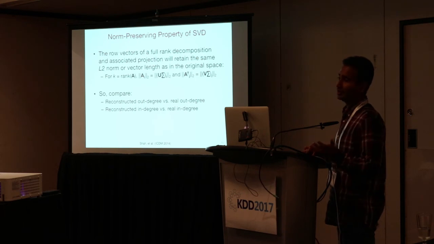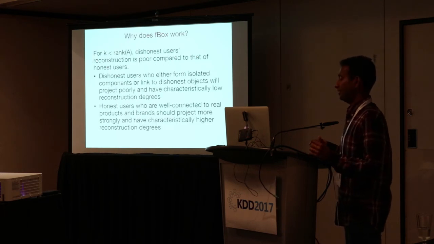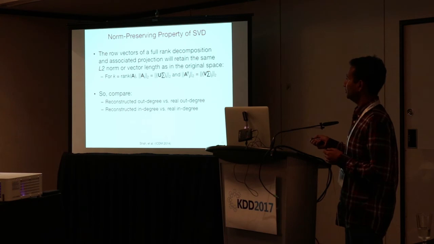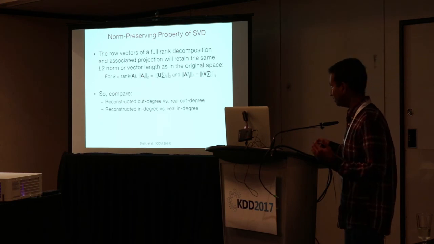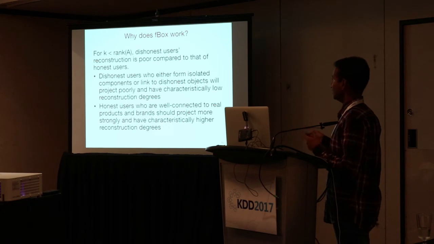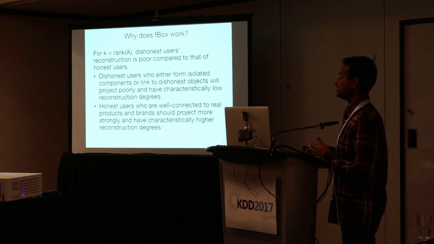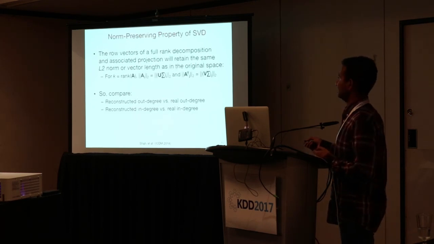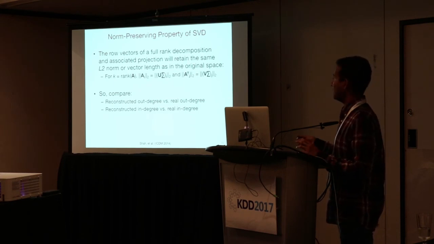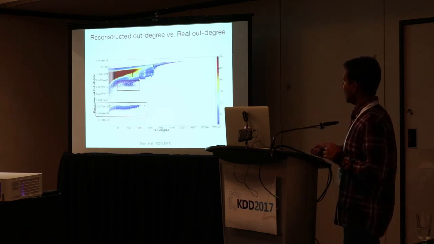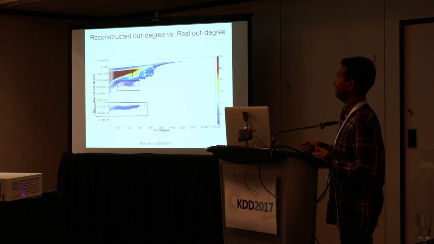But when the value of k is lower than the rank, the intuition behind this algorithm is that when you reconstruct for k less than rank, the original out degree is much higher than the reconstructed out degree, and the difference is very high for dishonest users. So fraudulent users have very poor reconstruction, and honest users have very good reconstruction when the singular matrices are multiplied and corrected. So let's look at this example. For a small value of k, you have on the x-axis the original out degree, and on the y-axis the reconstructed out degree.